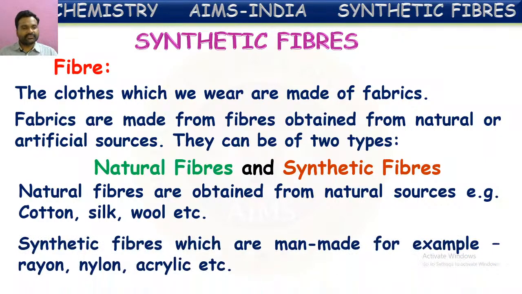And certain fibers like nylon, rayon, acrylic, polyester are made from synthetic material. They are not made from natural resources. They are prepared in the laboratory by using synthetic chemicals. That is why these fibers are called man-made fibers or synthetic fibers. So in this way, fibers are classified into two types based upon the sources: natural fibers and synthetic fibers.